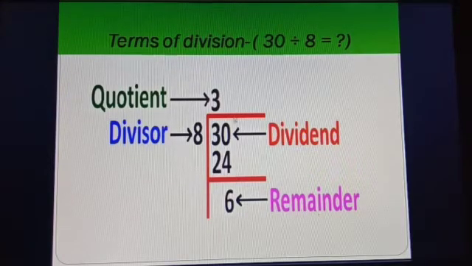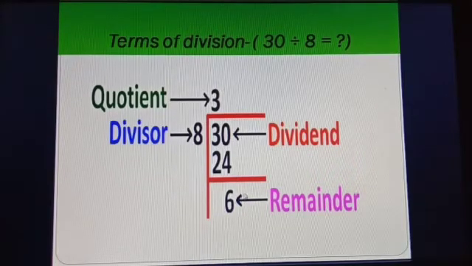6 is coming. 6 is less than 8, means it is remaining after subtraction, and that is called the remainder. Okay, so these are the terms. First, the number which is going to be divided is called the dividend. The number by which we are going to divide is called the divisor. The answer is called the quotient, and the number which is remaining is called the remainder.